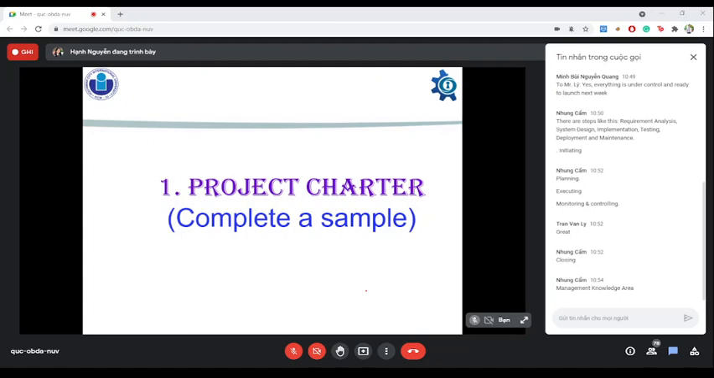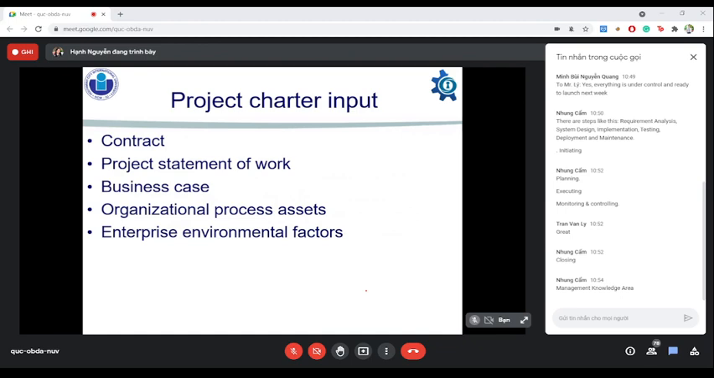Next slide, I want to show you the content here. There are five main parts in the project charter input. The first one is contract, which you can understand as one type of agreement. Next, the project statement of work. The third one is business case, then organizational process assets, and the last one is enterprise environmental factors. First, let's move to the contract. There may not be much on the slide about the contract, but a contract is a form to set out the responsibilities and the rights of the parties involved in a project.